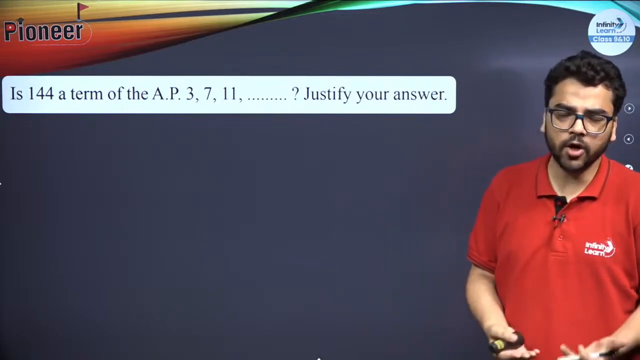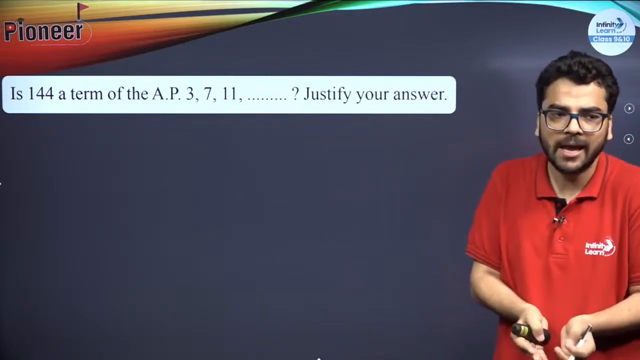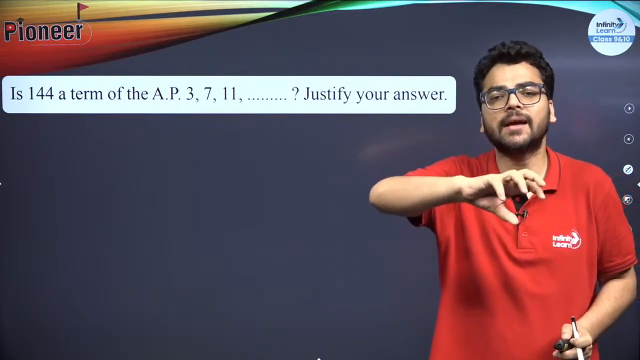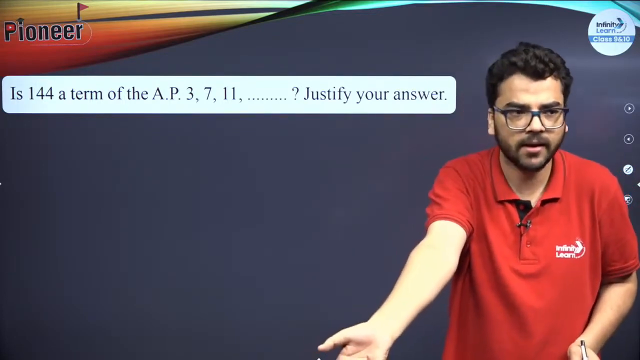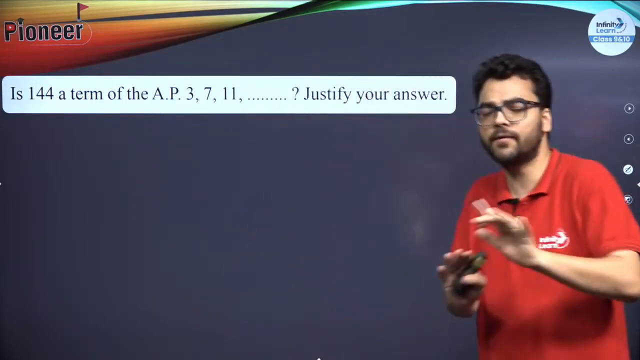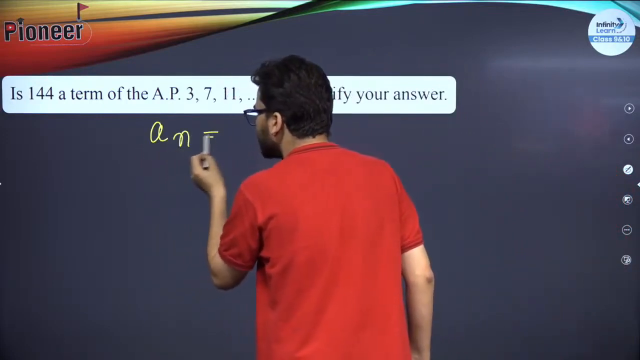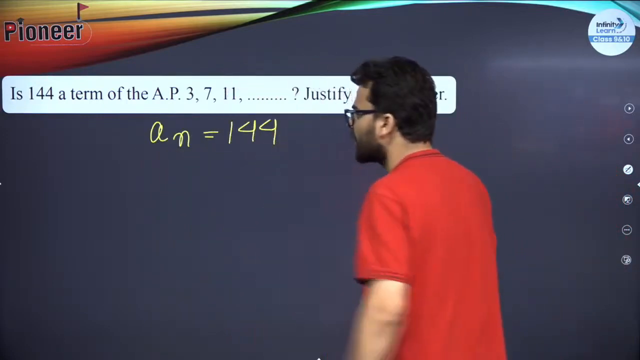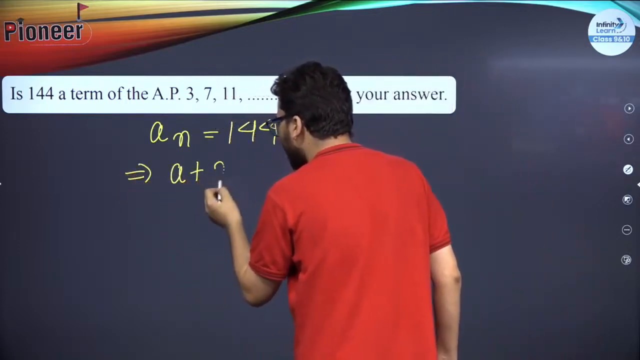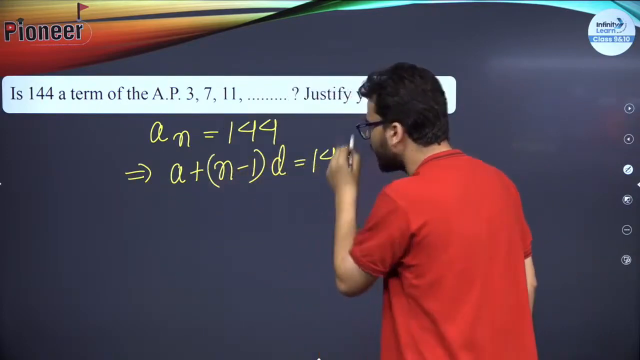So you see, what do we want to find? If 144 is a term of this AP, it means there is a position of that. It means 144 is, suppose, the nth term of this AP. Can I not assume that? If for some time we assume that 144 is a term of this AP, it will be the nth term, correct? Now nth term is what? Basically it is a plus n minus 1 into d, and that is equal to 144 over here, correct?